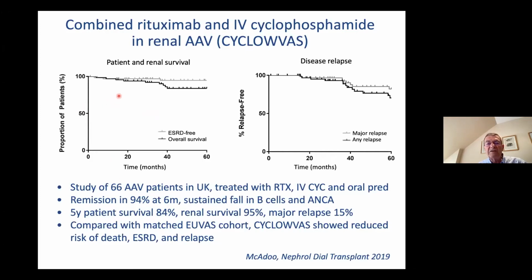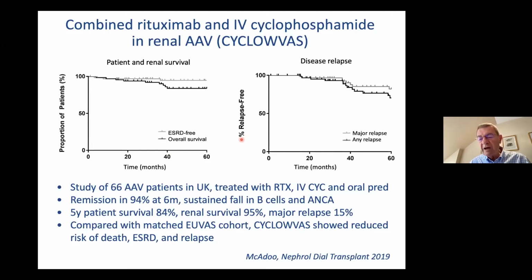And you'll see that patient and renal survival are very good at 5 years, with a patient survival of 95% and renal survival of 84%. And relapses were uncommon, with major relapses in only 15% of patients. And when we compared these results with those from matched patients from the different UVAS studies, the CycloVas protocol showed a reduced risk of death, kidney failure, and relapse. So this is definitely a protocol worth looking at in future.